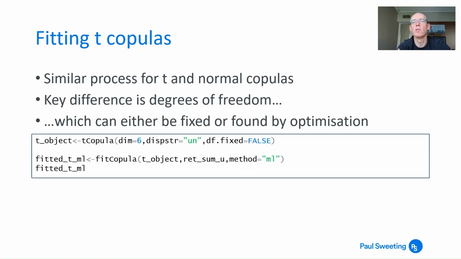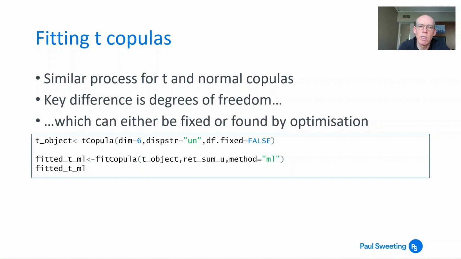Okay, so that was normal copulas. What about T copulas? You've got a very similar process for T and normal copulas. I mean, they're both elliptical copulas, but clearly with a T copula, the additional component is the degrees of freedom. And you can either fix this or you can find it by optimization. So the way that you deal with that is by using the df.fixed parameter, and I've set it to false. What that means is it's going to try and find what the best degrees of freedom is, what the optimized degrees of freedom is for this copula.